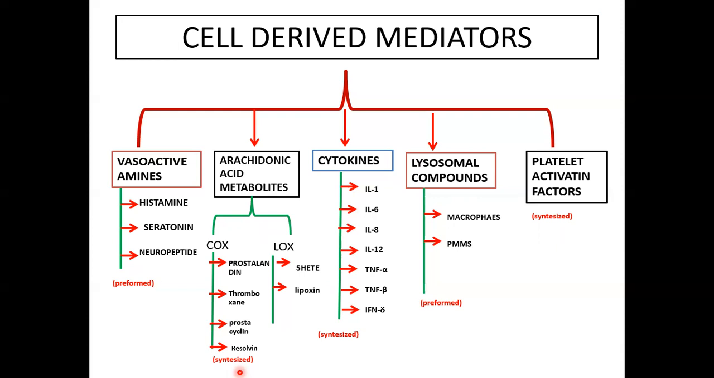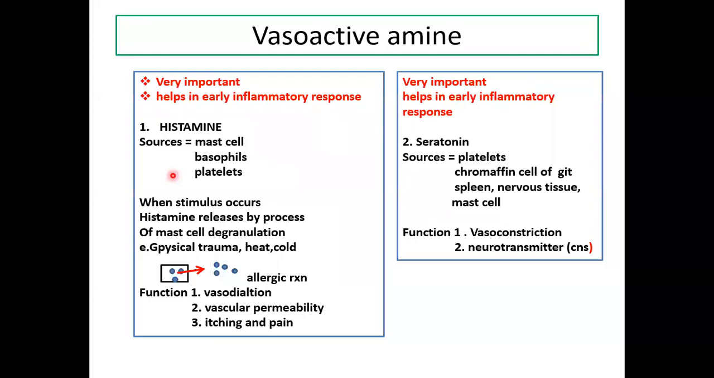So know all these groups of chemical mediators, which derive from cells, and know examples of each of them. Now, every chemical mediator, let's go. First, the vasoactive amines.